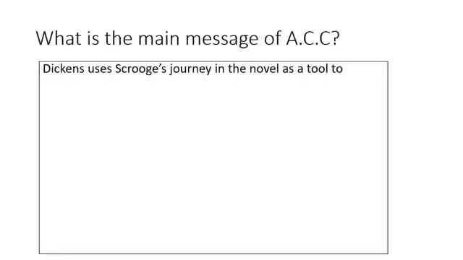Okay, so once we've got our quotes and we're thinking about how Scrooge is beginning to change, you need to be able to identify the main message of A Christmas Carol. So what is he using Scrooge's journey in the novel as a tool to show us? So Scrooge's journey doesn't exist just for the sake of Scrooge. It exists to tell us something. We're meant to learn something from his journey. So Dickens uses Scrooge's journey in the novel as a tool to, what is he using it for?